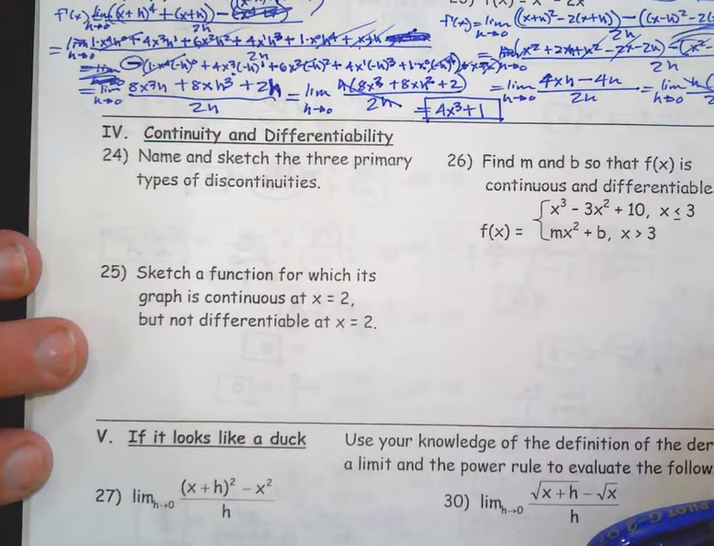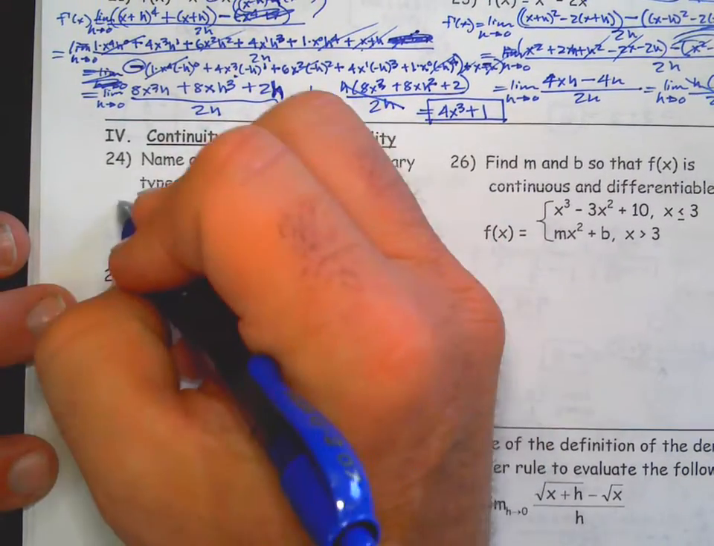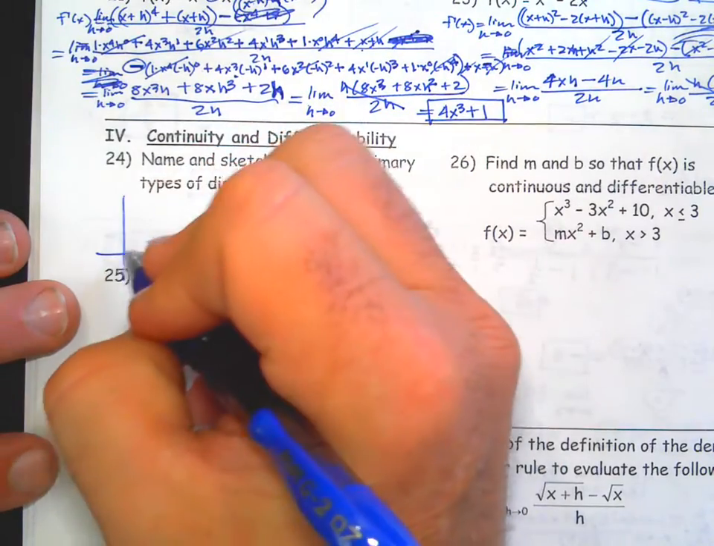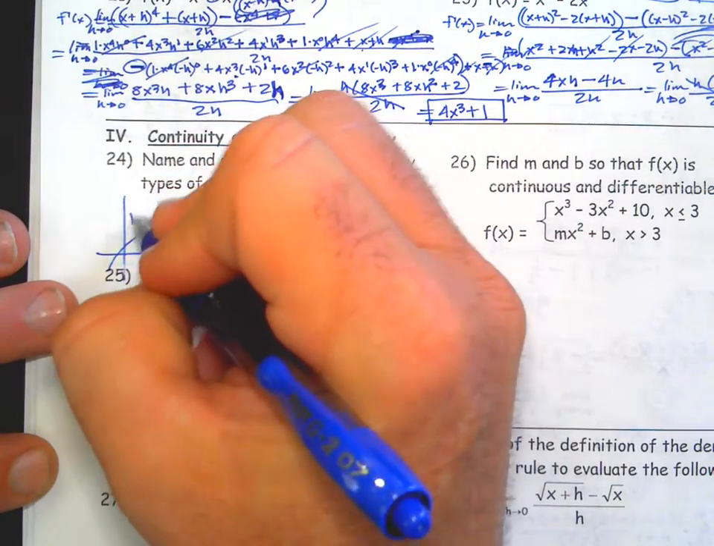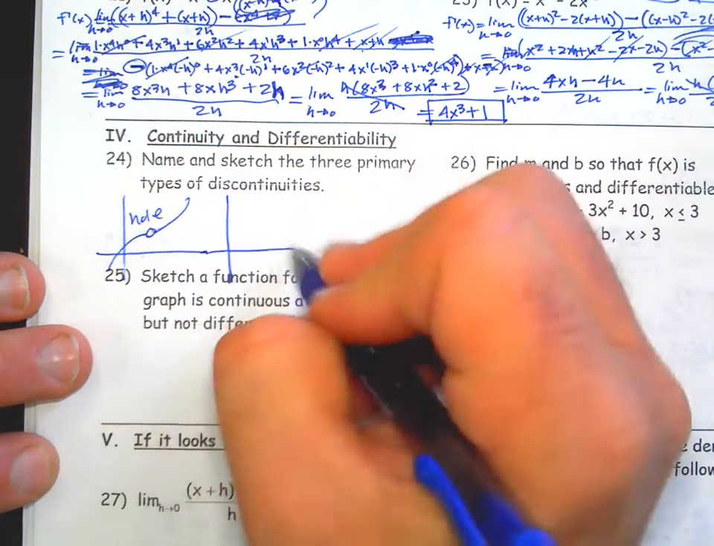Name and sketch the 3 primary types of discontinuities. So discontinuity could be a hole in the graph, could be a jump in the graph.